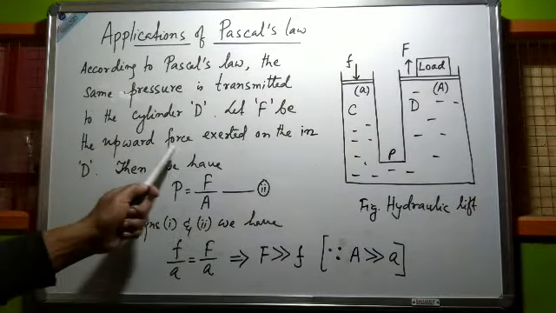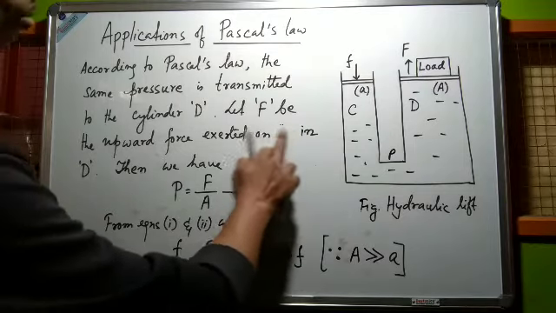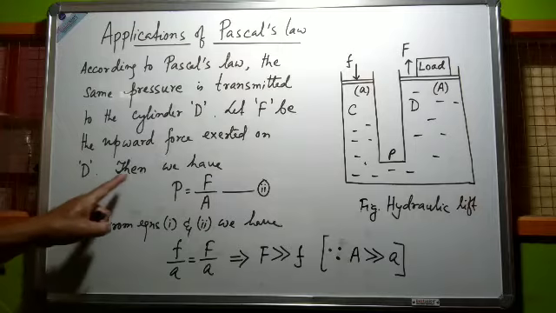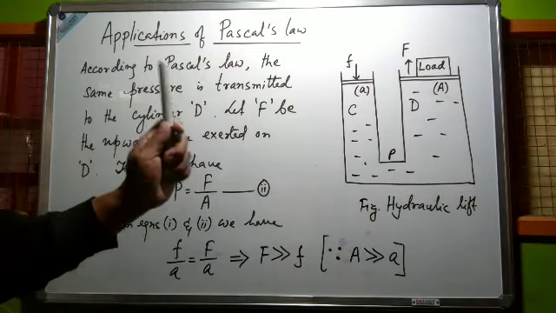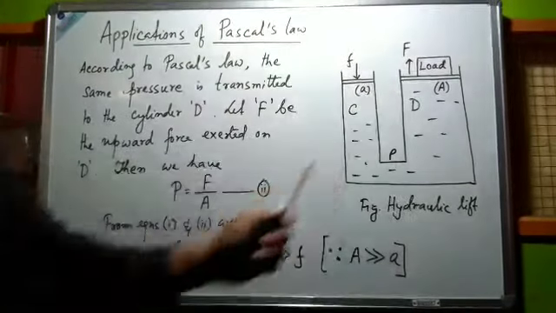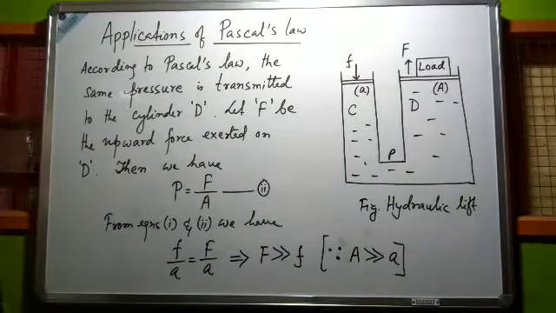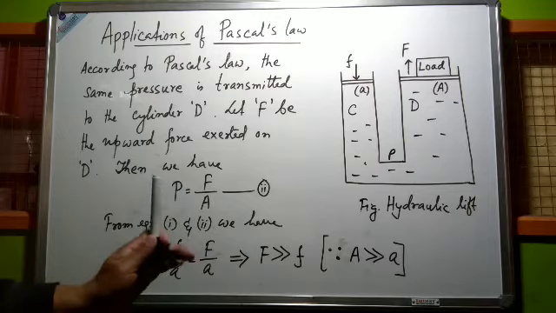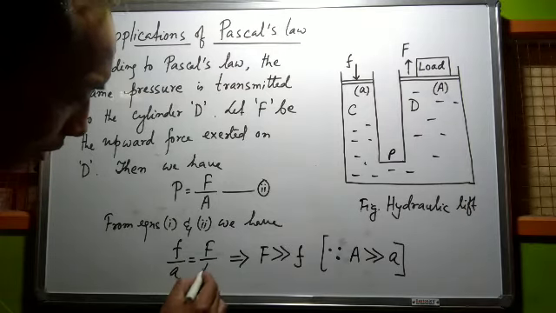Let capital F be the upward force exerted on cylinder D. Then we have P equal to F by A. So the same pressure, where F represents the upward force exerted on the larger piston. From equation numbers 1 and 2, small f by small a equal to capital F divided by capital A.